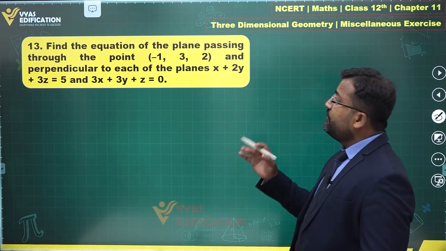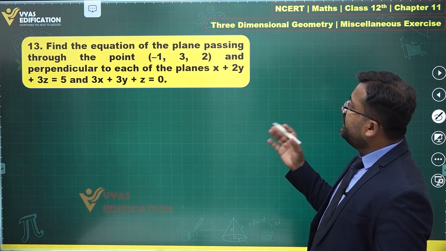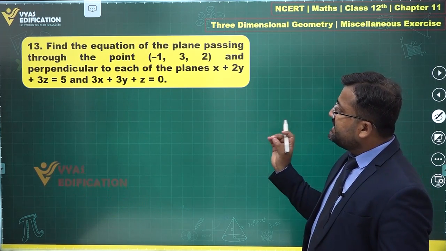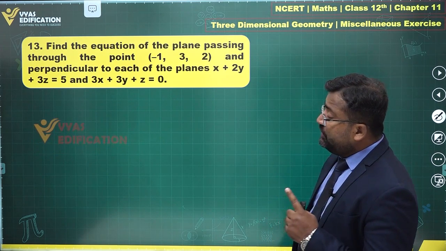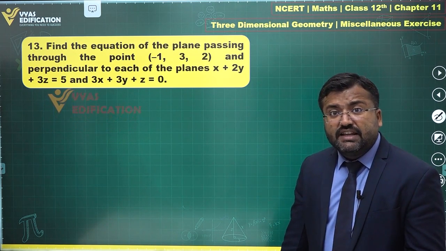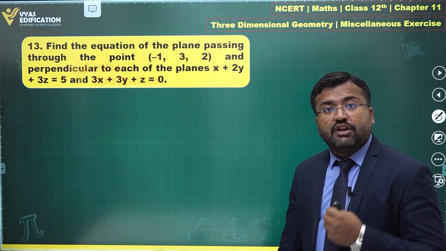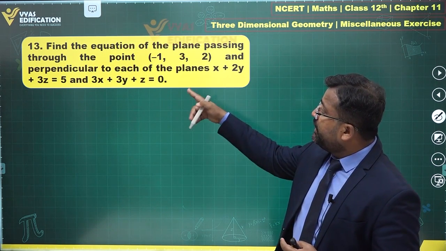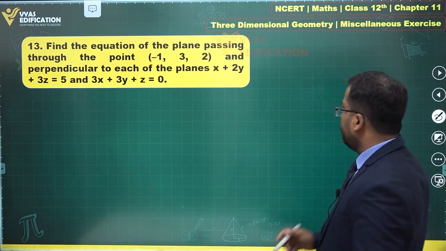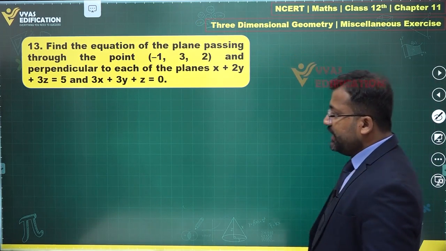Question 13 says, find the equation of the plane passing through the given point and perpendicular to each of the two given planes. One particular point is given, and the next thing that you need for a plane is the equation of normal. And a normal can be found easily since the plane is perpendicular to each of these two planes. Okay, so let's take a look at this.